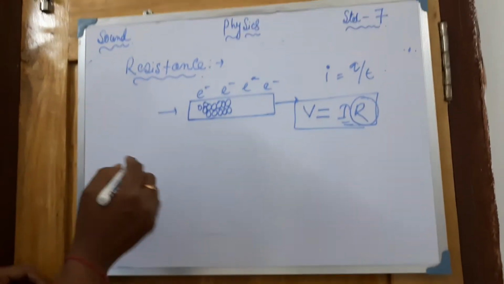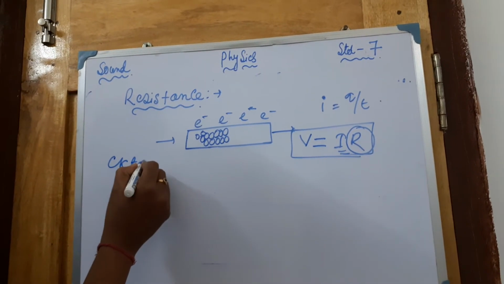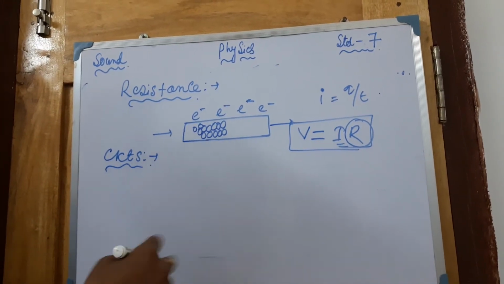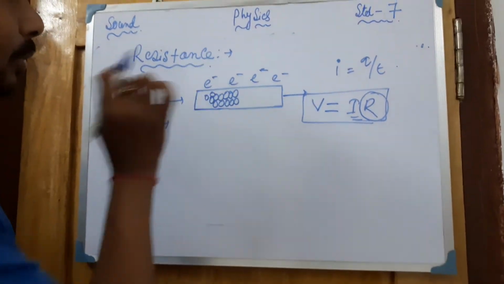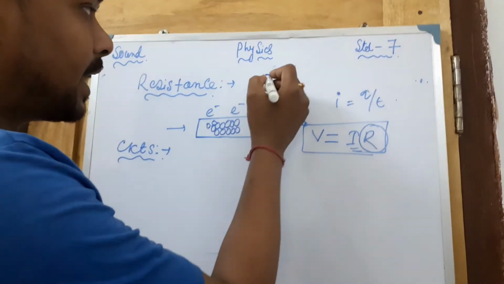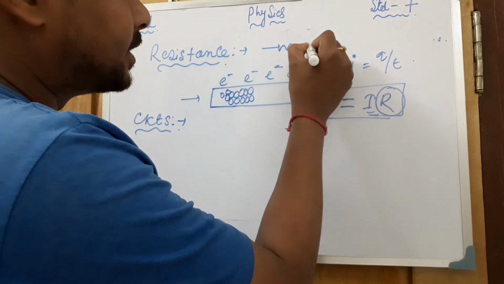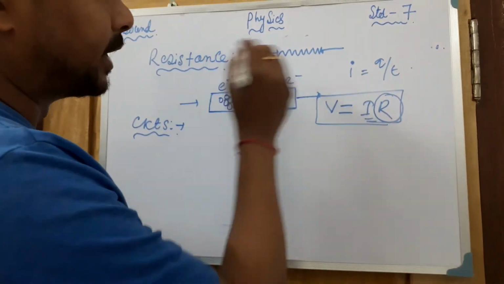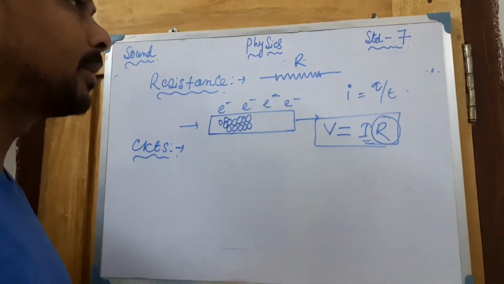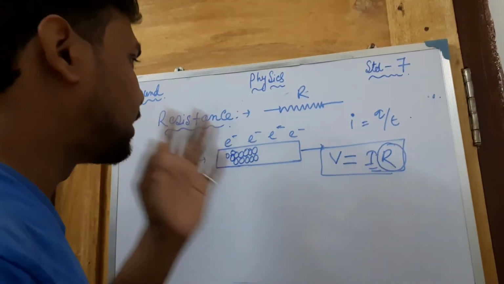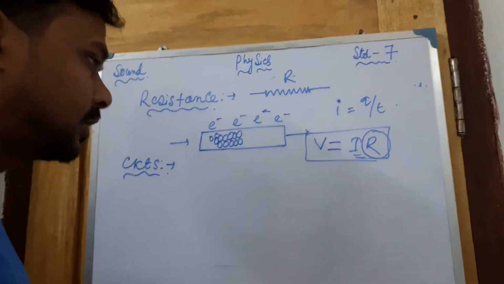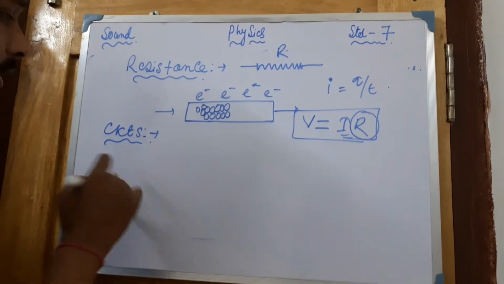Now the circuits. Suppose you are talking about the two types of circuits we use most of the time with the help of resistance. For your information, resistance is denoted by this symbol. It is denoted by capital R, or sometimes small r, which signifies the internal resistance.